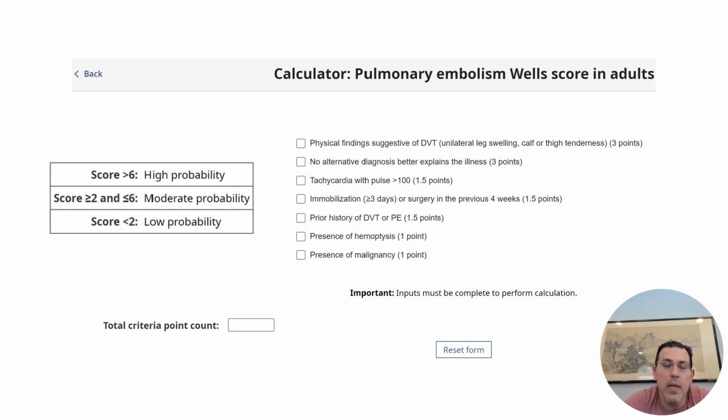So here's the Wells score. It's 7 different variables, and it's broken up into 3 different scores: a high, a medium, and a low score. I'm just going to walk through one of these 7 criteria as an example, and that's the first one here, which is physical findings suggestive of DVT, which could be unilateral leg swelling, calf or thigh tenderness. And if you had that, you get 3 points, since you automatically go into the moderate probability category right here.